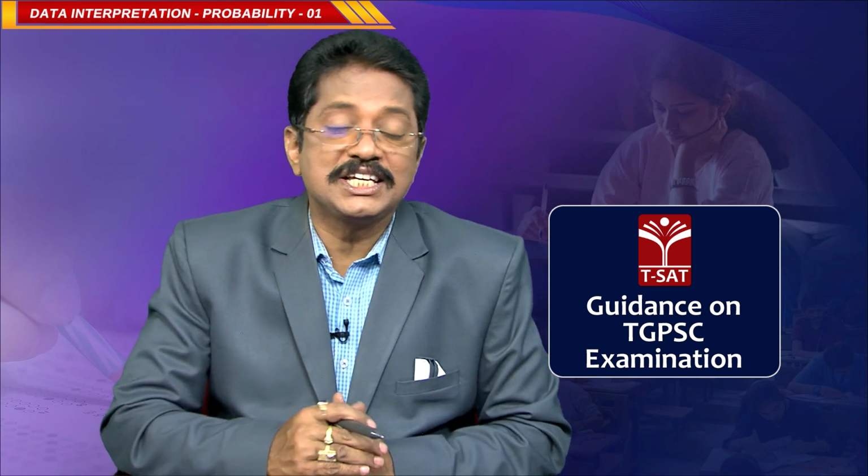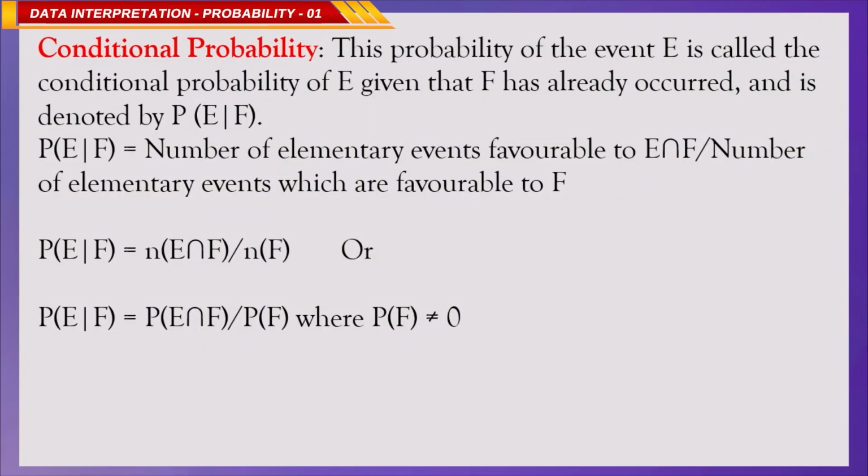Okay, now coming to conditional probability. The probability of the event E, given that F has already occurred, is called the conditional probability of E given F, and is denoted by P of E by F. P of E by F means the number of elementary events favorable to E and F divided by the number of elementary events favorable to F. This is very important. Probability of E by F is n of E intersection F by n of F.